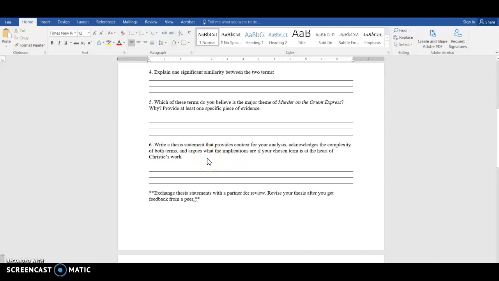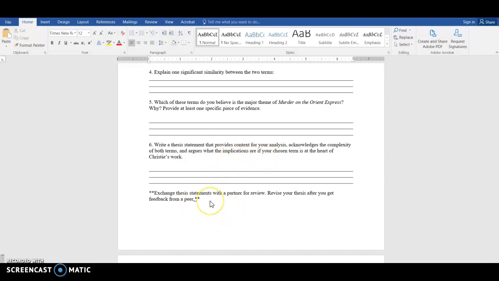For 6, write a thesis statement that provides context for your analysis, that acknowledges the complexity of both terms, and that argues the implications if your chosen term is the heart of Christie's work. So this is asking you to do multiple things, just like our diagnostic essay thesis statement asked you to do multiple things.